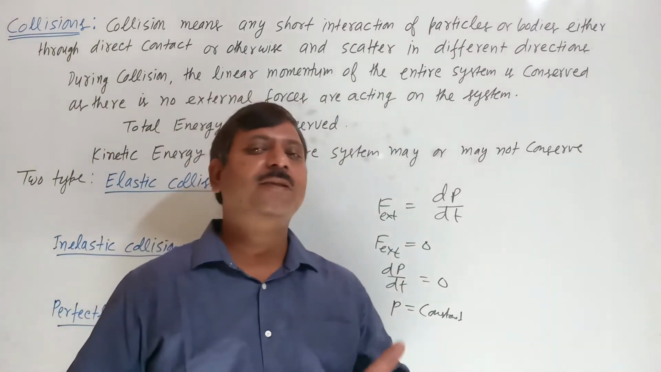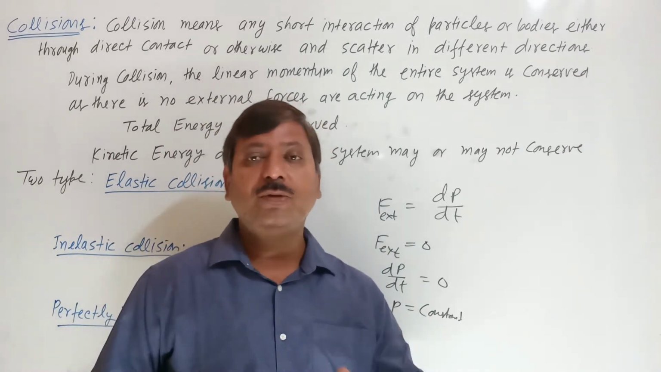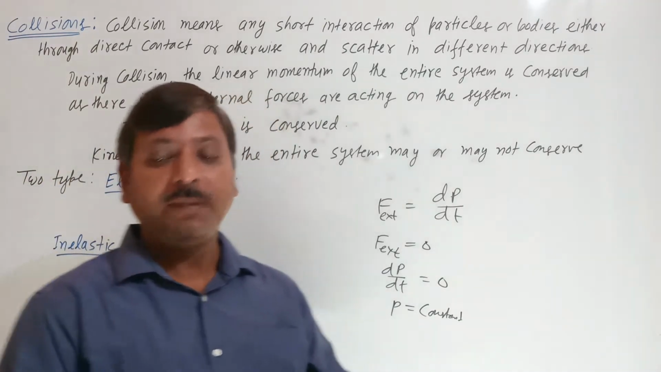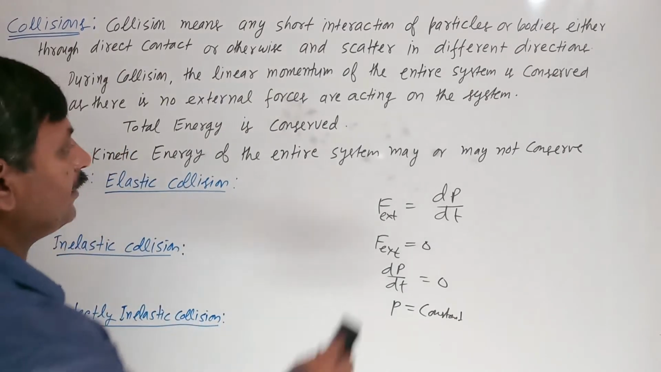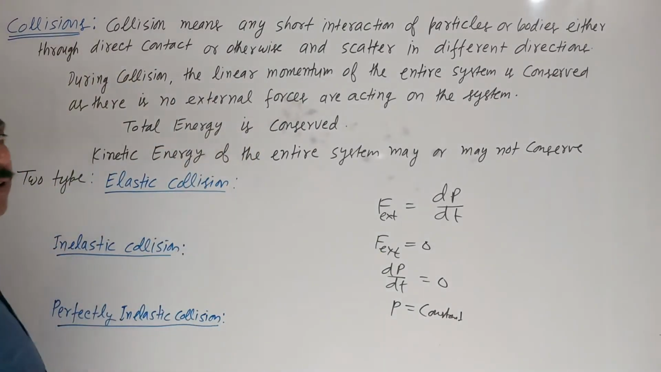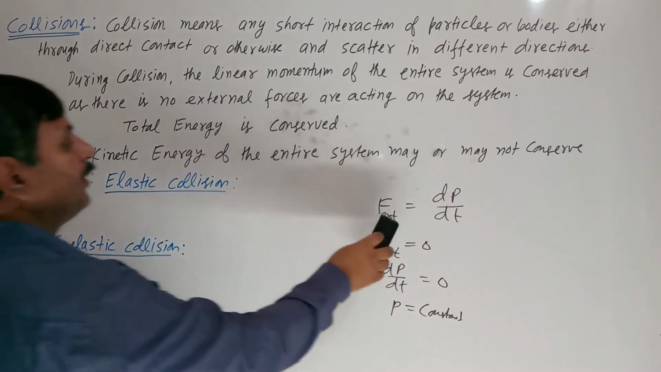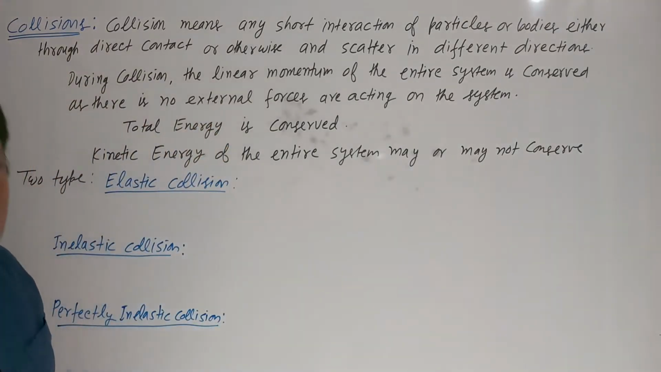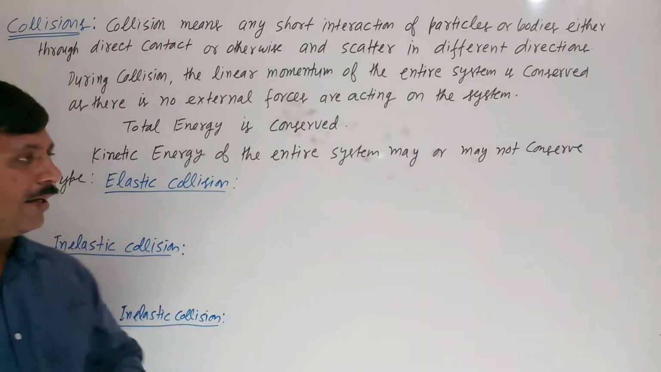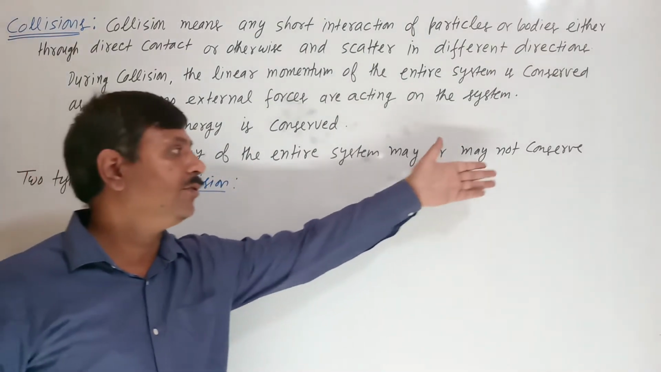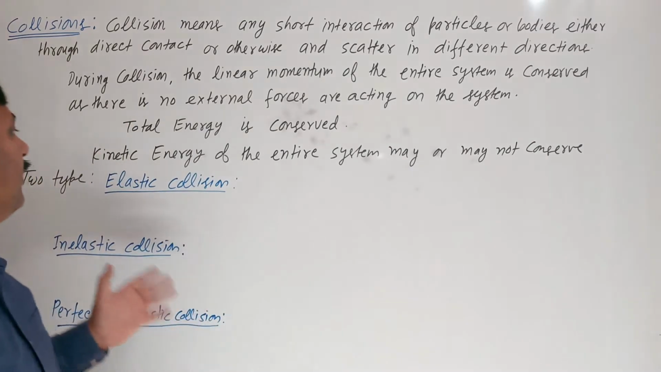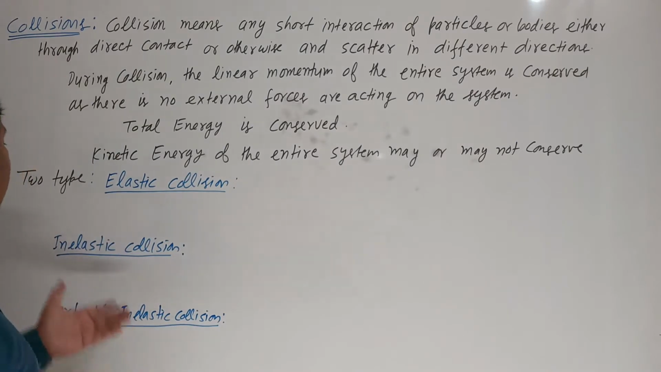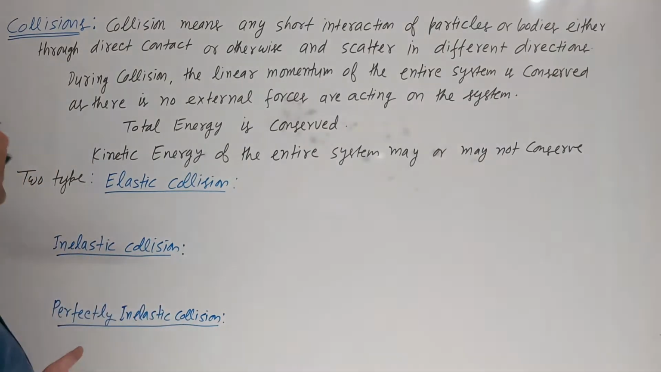Total energy of the system is also conserved. But when we are talking about the kinetic energy, kinetic energy may be conserved, may not be conserved. So remember one thing, in collision total energy is conserved, but kinetic energy of the entire system may or may not be conserved. So in terms of kinetic energy being conserved or not, we divide collision mainly into two types. One is elastic collision, and the other is inelastic collision.